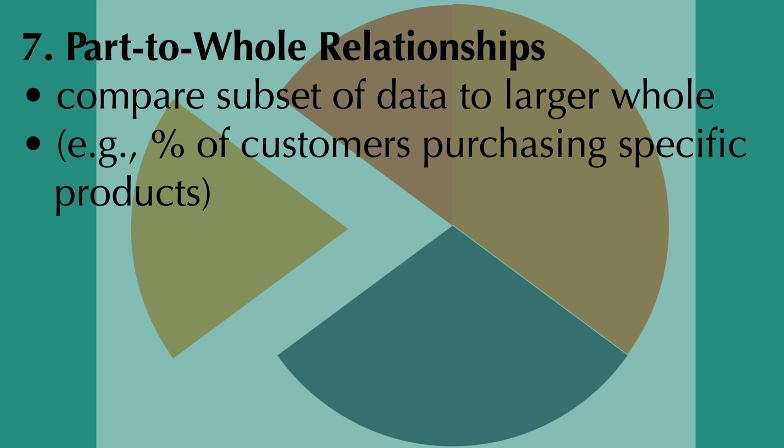And finally, 7, part to whole relationships. This compares a subset of data to a larger whole. For example, the percentage of customers purchasing specific products. So here you'd see this pie chart. It's how each of these different parts of the pie relate to the rest of the whole, and more specifically, you see this one that's being highlighted here would be the yellow.